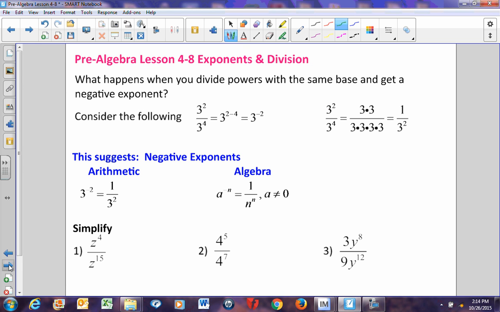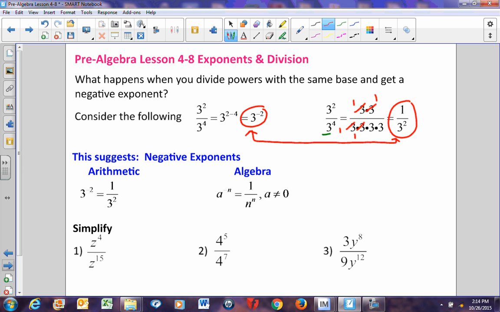Makes sense. Now let's take this and find its prime factorization. So 3 to the 2nd becomes 3 times 3. 3 to the 4th becomes 3 times 3 times 3 times 3. If I was to cancel some of these out, this one cancels with this one down here, this one cancels with this one down here. On the top, I'm left with 1. On the bottom, I'm left with 3 times 3, which is 9, or 3 squared. Notice, 3 to the negative 2nd, 1 over 3 squared. Those are the same thing, just slightly differently written.